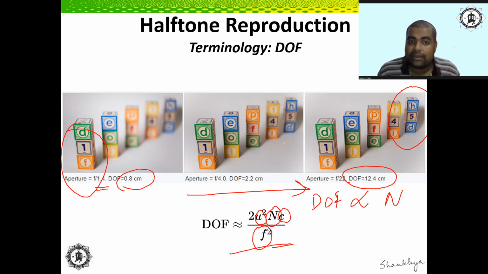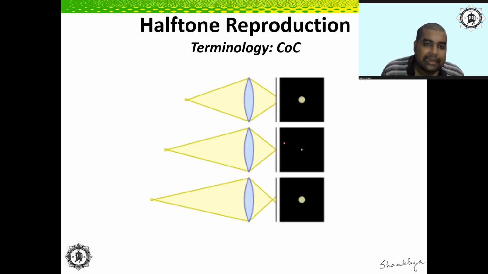This is another very important issue. Depth of field is inversely proportional to the focal length of the lens system. These two things are very important to understand here. Next is another important thing, which I was talking about repeatedly before. This is known as the circle of confusion.